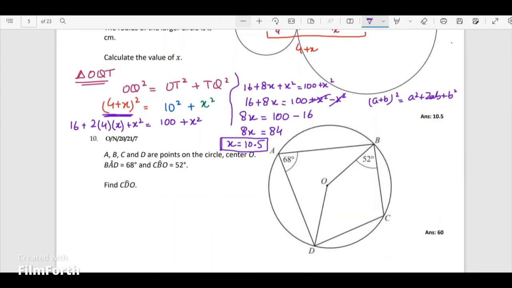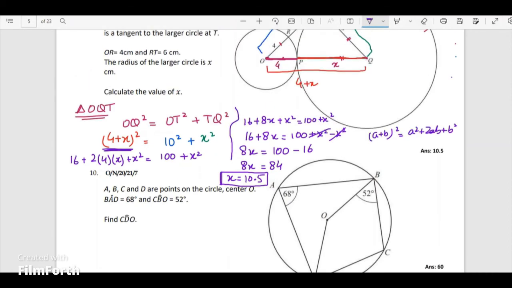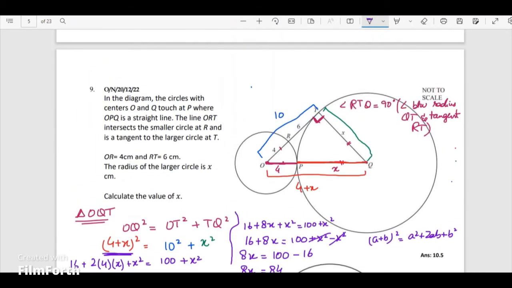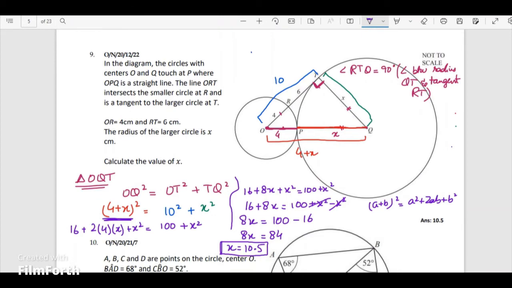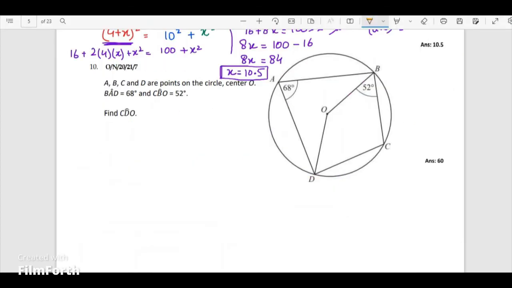Let me just go through this question once more. She has done. See, it looked complicated, but it wasn't really that hard. You just had to look through things, that's it. Okay, question number 10. A, B, C, and D are points on the circle center O. Angle BAD equals 68 degrees and angle CBO equals 52 degrees. We have to find angle CDO.